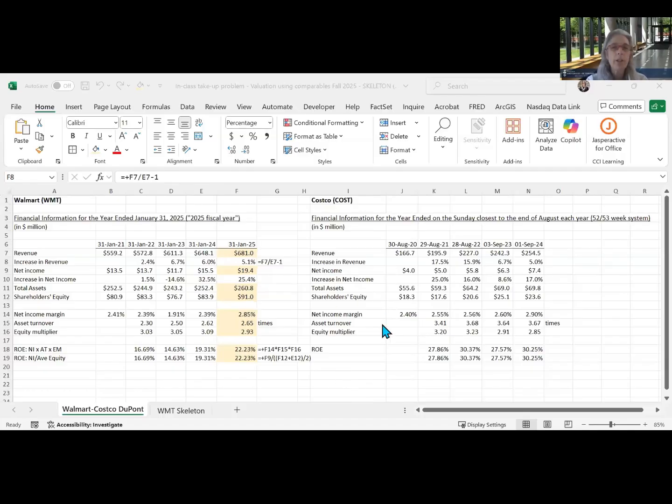Okay, so if you look at Costco, Walmart January the 31st is always their year end. Costco, can you see that they bounce around? It's sometime at the end of August. In 2020, it was the 30th of August, then the 29th, and the 28th, and the 3rd of September, 1st of September. So the way they do it is their year end is the Sunday that is closest to the end of August each year. That's why it keeps moving around.